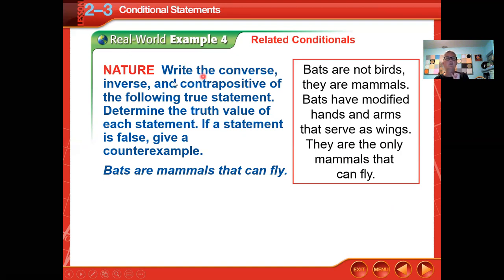Nature. Write the converse, inverse, and contrapositive of the following true statement. They're telling me ahead of time that this is a true statement, but I also know how to use Google, so I searched up a few facts. Determine the truth value of each statement. After you write the converse, inverse, and contrapositive, in other words, switch, negate, switch and negate, that's what those words mean, decide if they're all false or true. So the original statement is: bats are mammals that can fly.